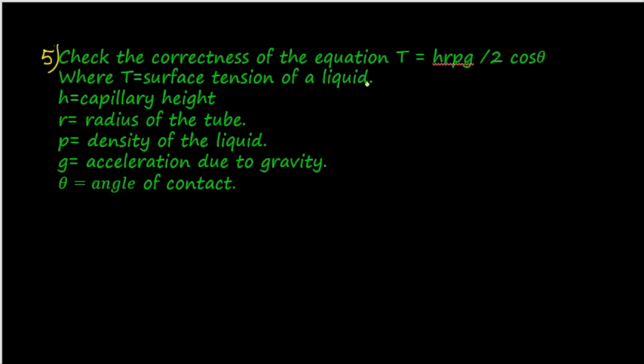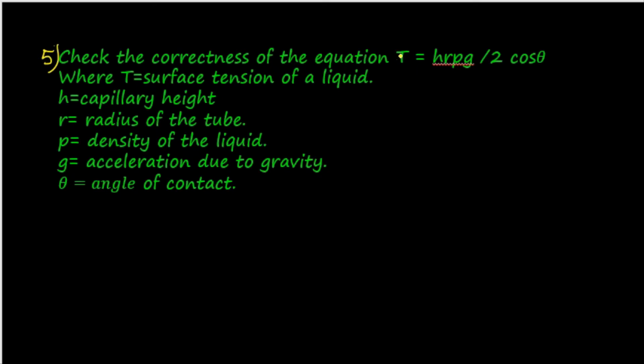Check the correctness of the equation T is equal to H R P G divided by 2 cos theta, where T is surface tension of the liquid, H is capillary height, R is radius of the tube, P is density of the liquid, G is acceleration due to gravity, theta is the angle of contact. Angle is a dimensionless quantity. It has no dimension. Trigonometric function is a dimensionless quantity. Therefore, 2 cos theta has no dimension.